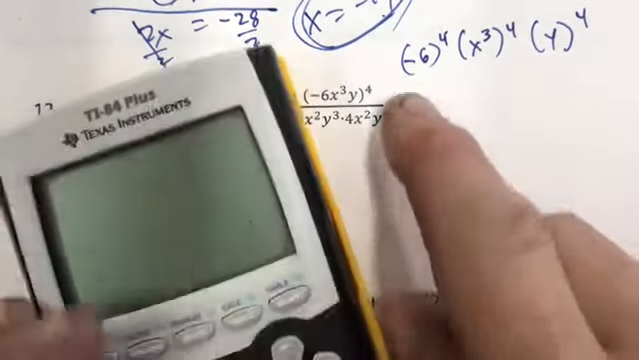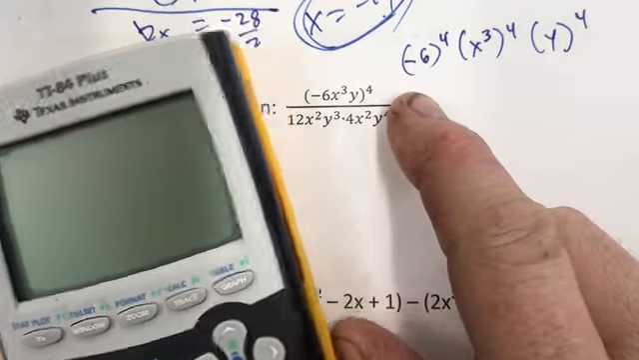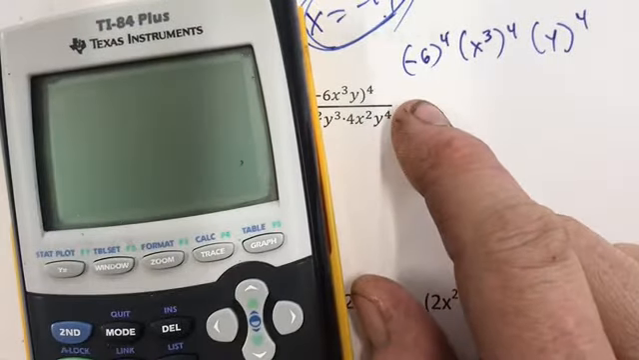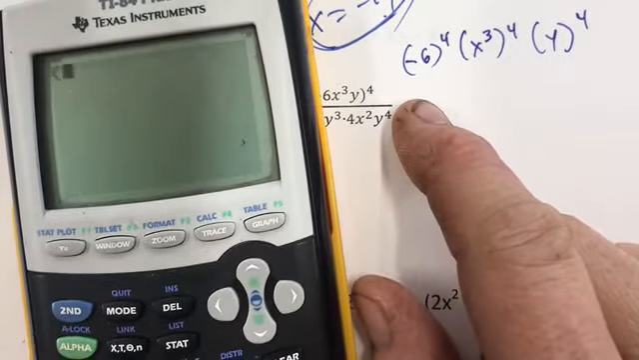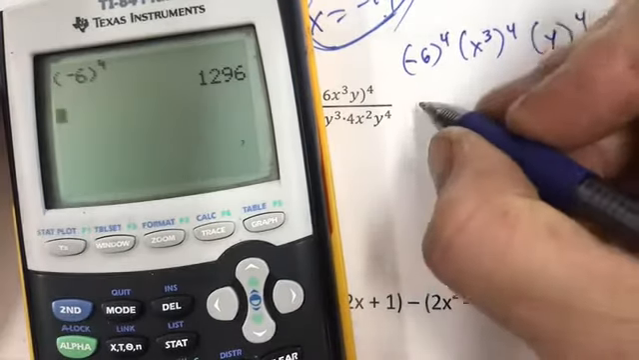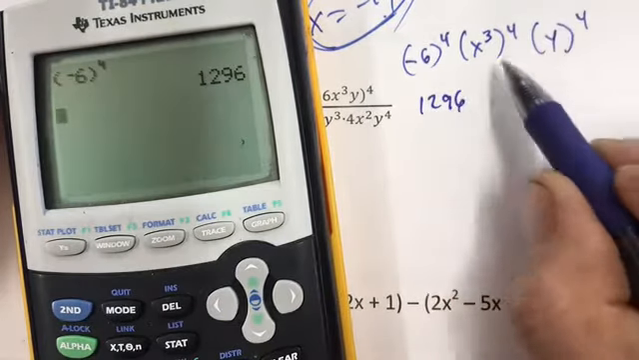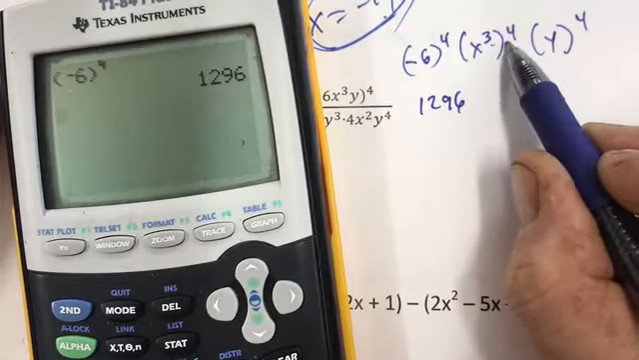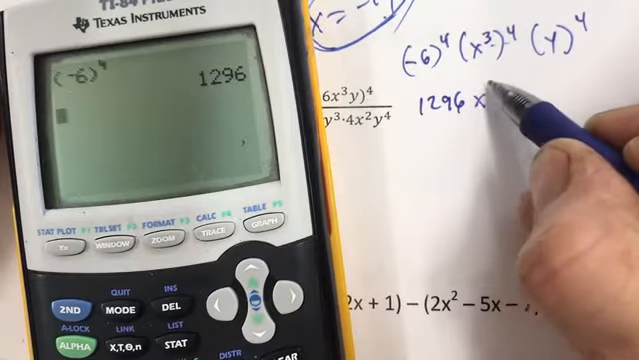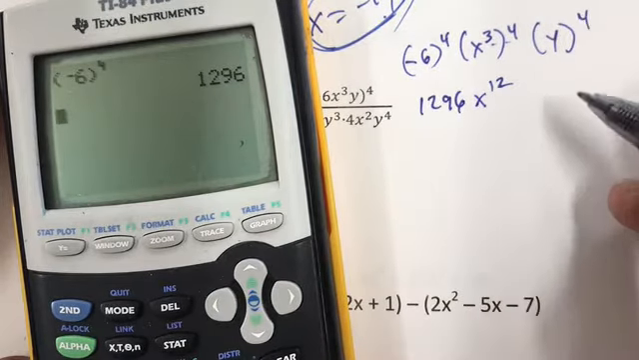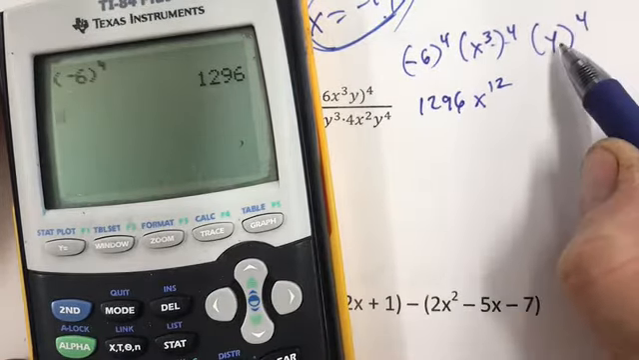Now, negative 6 to the 4th power. If I put negative 6 in parentheses and put it to the 4th power, that comes up 1296. Right here, I've got a power of a power, which means I multiply those. So that's going to be x to the 3 times 4, which is 12. And right here, this is y to the 1, so I multiply those. That's going to be y to the 4, since 1 times 4 is 4. There's my top.